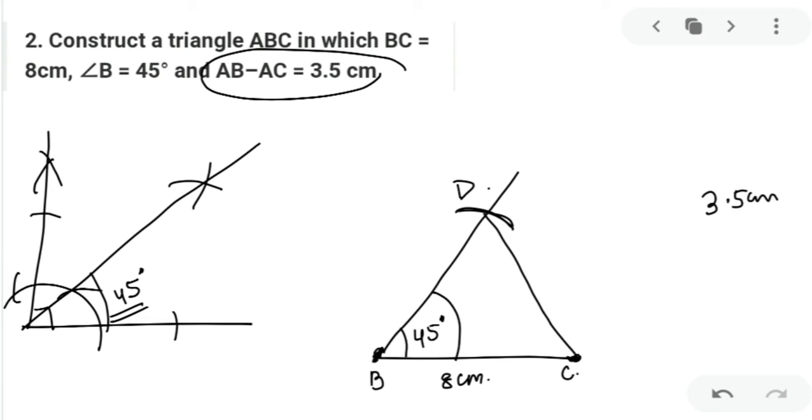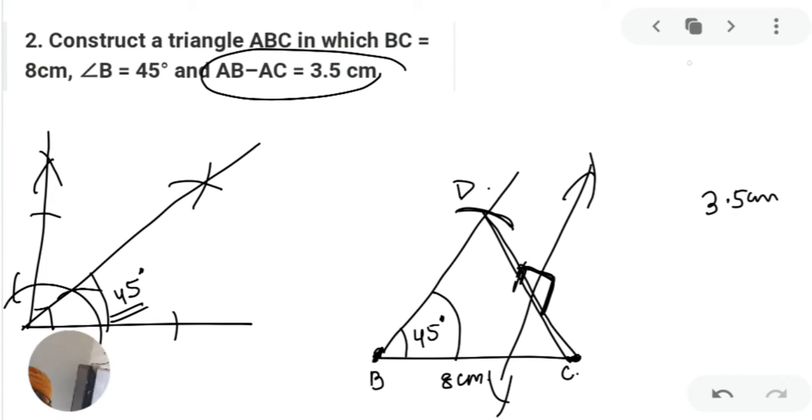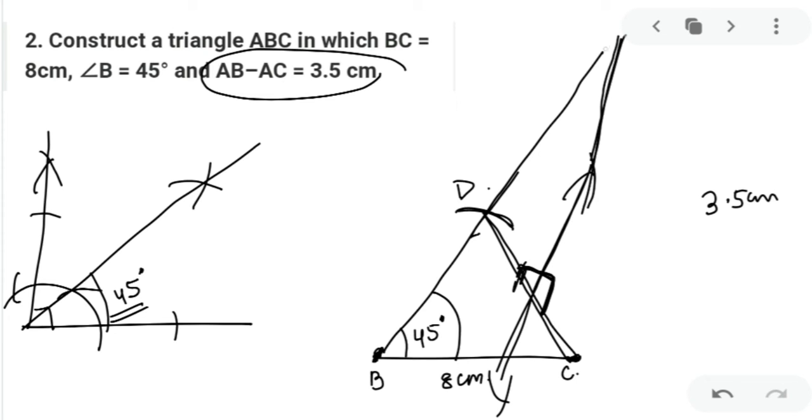No, my dear kids, this is not the required triangle. Join DC. And now you have to take the perpendicular bisector of DC. This perpendicular, it doesn't seem to be 90, but you have to make it. Perpendicular bisector of DC. Extend your BD and the perpendicular bisector also, and wherever they intersect, put that point as A. Now join AC.